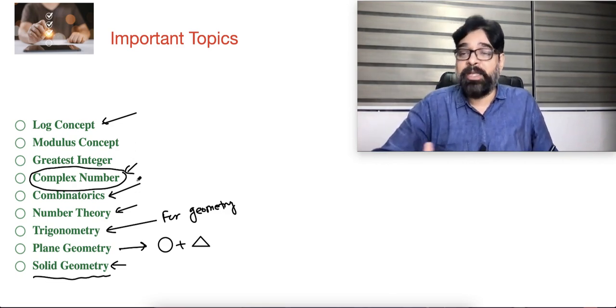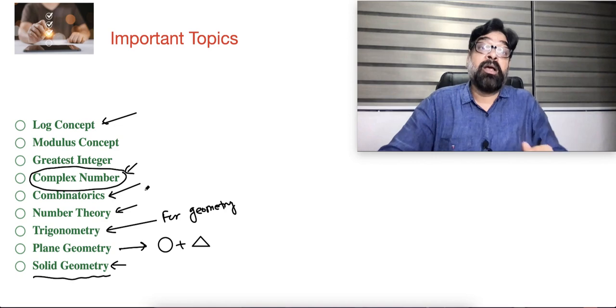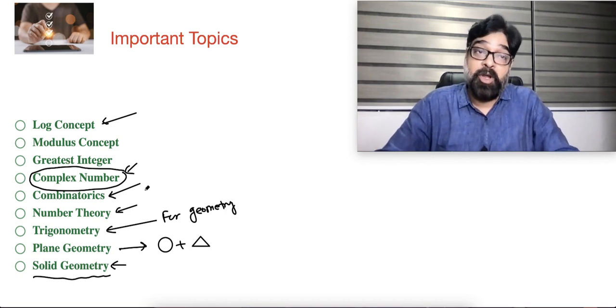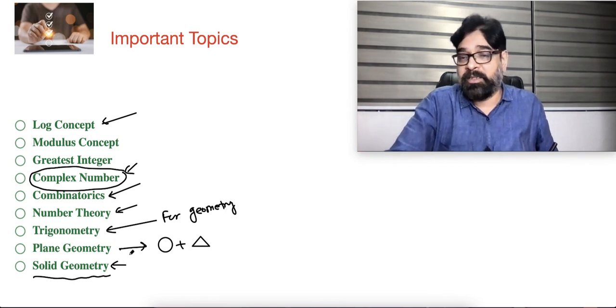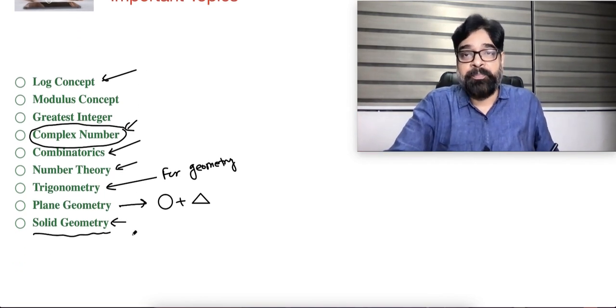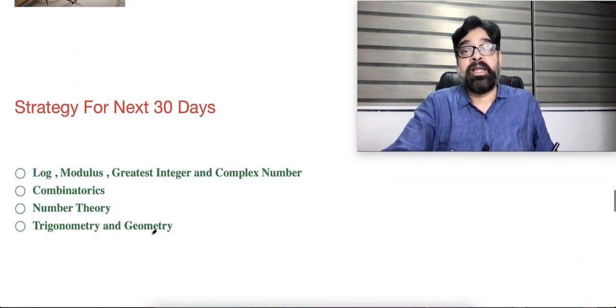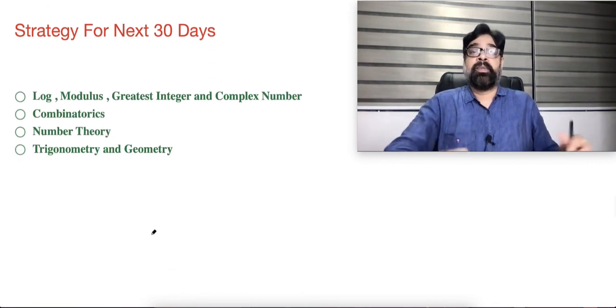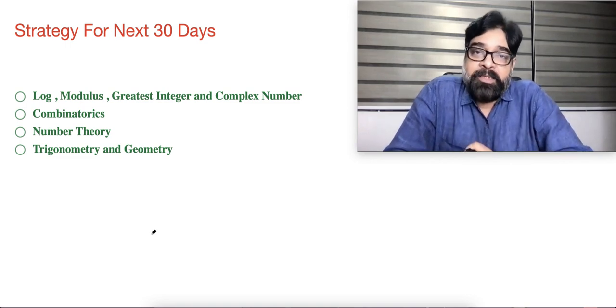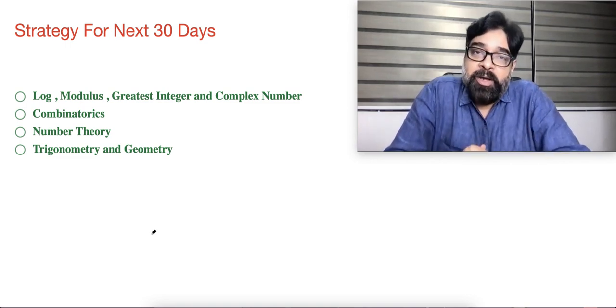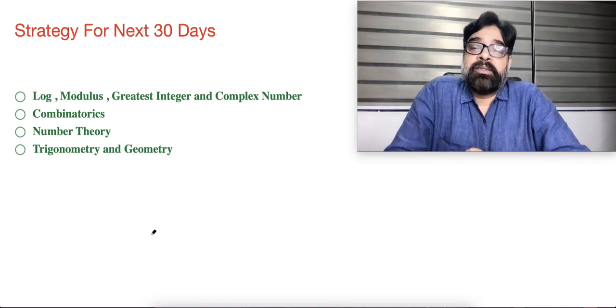Of course, there are so many chapters. Algebra is there, in algebra sequences and series are there, and polynomials are there. I'm not listing all the chapters because time is less. Right? This is the total. Now, what is our strategy for the next 30 days? That's the question. We know our chapters, and we have the old questions and all. What exactly is the strategy for the next 30 days?